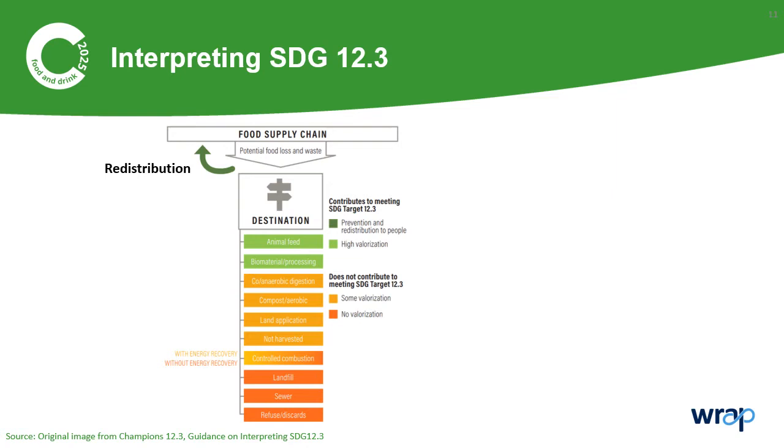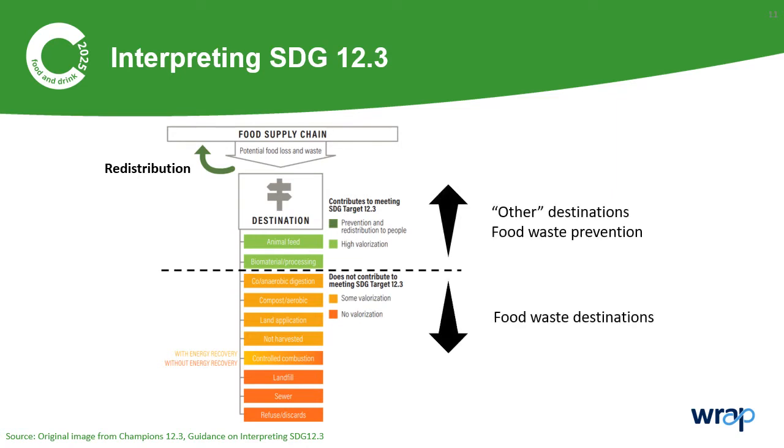And anything below this dashed line is defined as food waste when it comes to interpreting SDG 12.3. So you can see not all destinations are equal, although all of the ones listed on the previous page do count as food waste destinations. So the goal is to obviously move things above the line, so to go from a food waste destination to another destination that's not a food waste destination, but if that's not possible, it would still be to move things up this hierarchy.